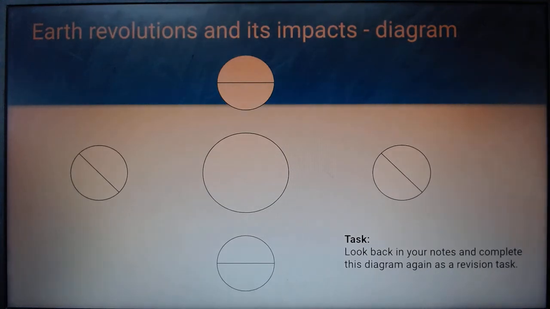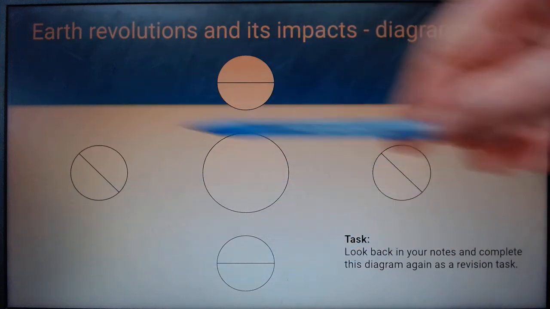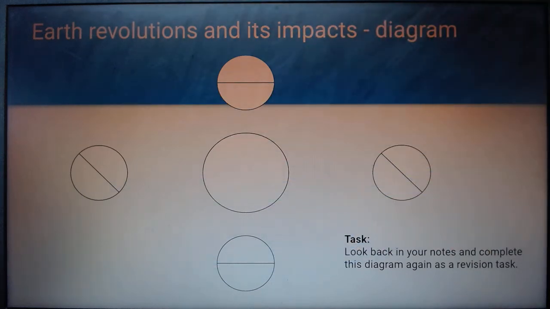All right. And again, I want you to add equinox to 2 of these and solstice to 2 of these as well. So have a go, try and do as much of that as you can, and then go back to your old notes in the Earth-Sun relations bit. Okay?